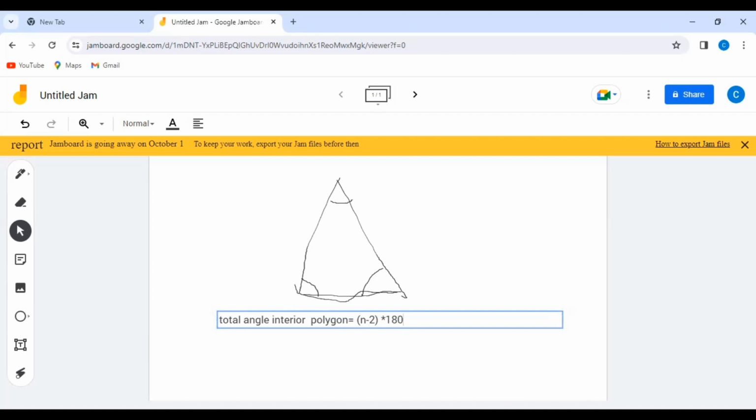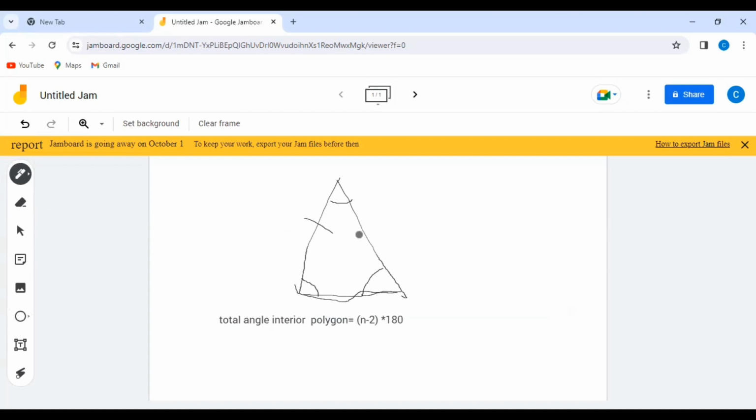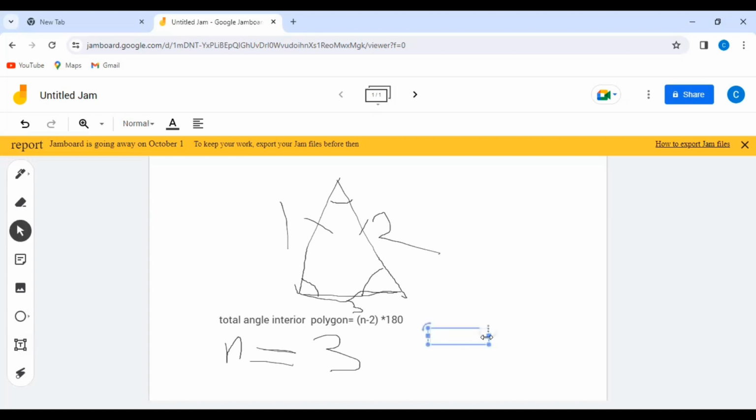So now let's check the total angle of a triangle and see how it goes. How many sides does a triangle have? The sides of a triangle are 1, 2, and 3, right? That means our n is equal to 3. So let's solve this now. Since n is equal to 3, anywhere we see n, we put 3 in this equation.